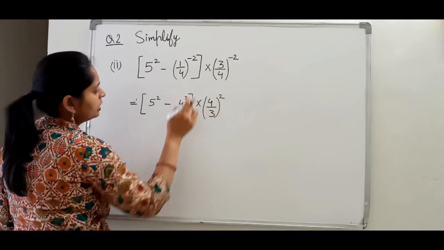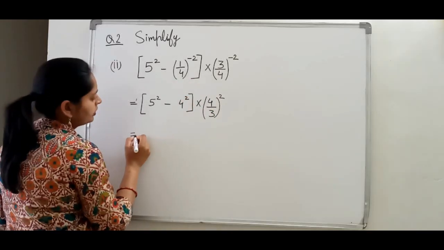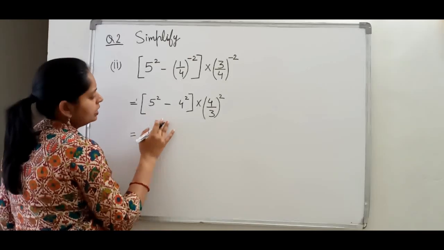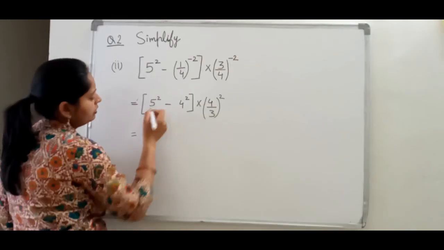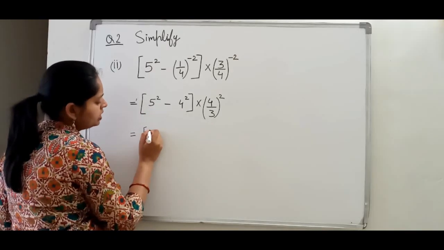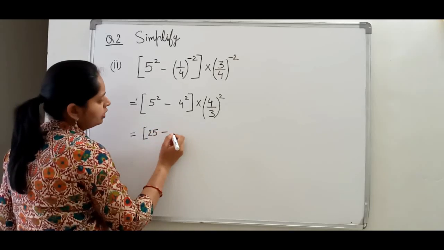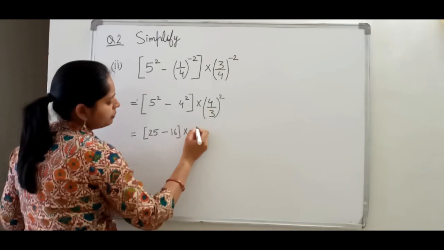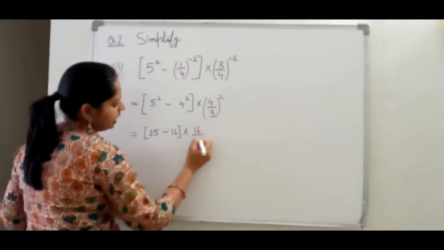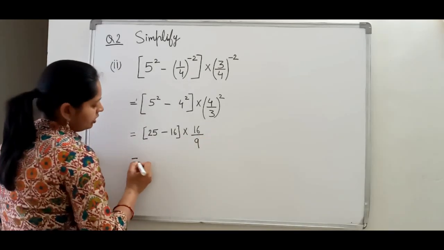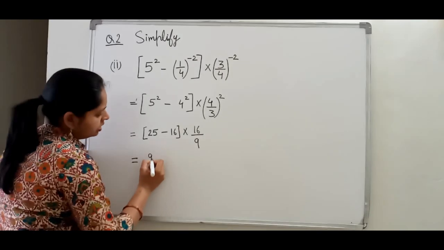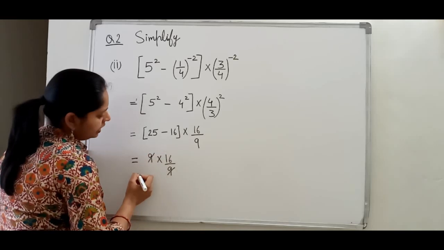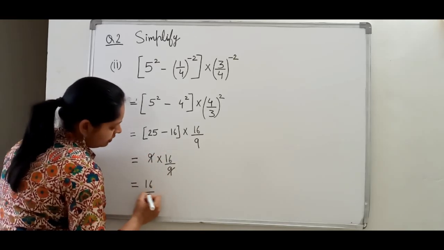In both the cases we have made the powers positive. Now minus is there and we have not studied any law for this, because only multiplication and division laws are there. So we have to find the value for this. 5 to the power 2 is how much? 5 5 is 25 and 4 to the power 2 is 16, multiplied by 4 to the power 2 is how much? 16 and 3 3 is 9. 25 minus 16 will give you how much? 9 multiplied by 16 upon 9. 9 and 9 will get cancelled. What will be the answer? 16 will be your final answer.